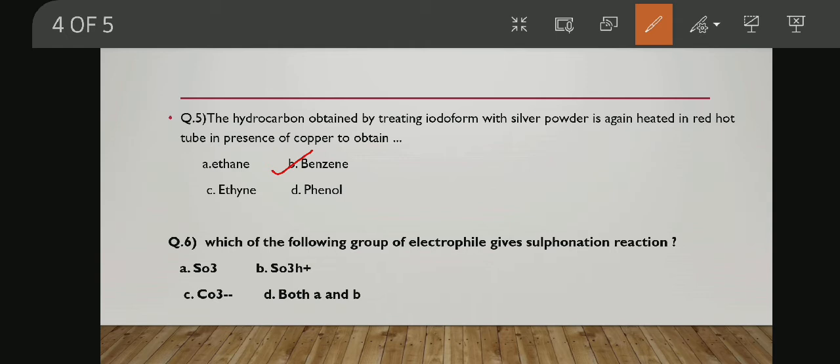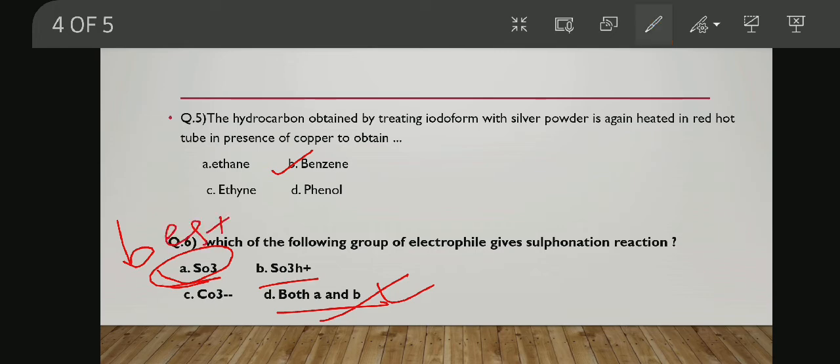And question number 6, which of the following electrophiles gives sulfonation reaction? In this, sulfonation reaction is given by both A and B, so we will go with option D. But if we were to choose between A and B, then SO3 will be the best. It will be the best.